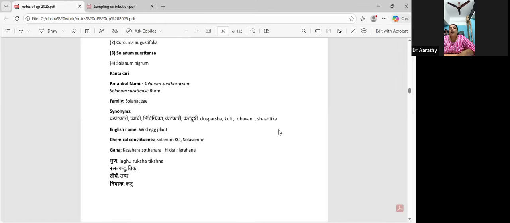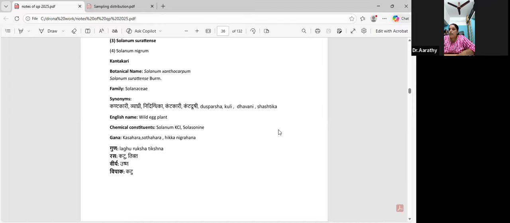Okay. Now, Solanum xanthocarpum or Solanum surattense, both are botanical names of Kandagari or Nidigdiga, belonging to the family Solanaceae. I've given a few synonyms: Kandagari, Vyaghri, Nidigdiga, Kantakari, Dusparsha, Kshudra, Dhavani, Shashtika, etc. Wild eggplant is the English name. The chemical constituents are solanine, KCl, potassium chloride, solasonine, etc.